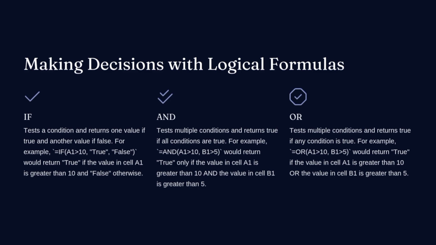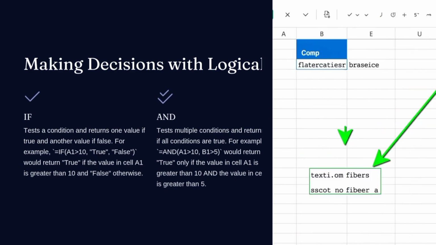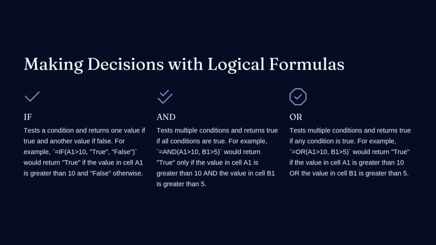and false otherwise. And tests multiple conditions and returns true if all conditions are true. For example, equals AND(A1>10, B1>5) would return true only if the value in cell A1 is greater than 10 and the value in cell B1 is greater than 5.